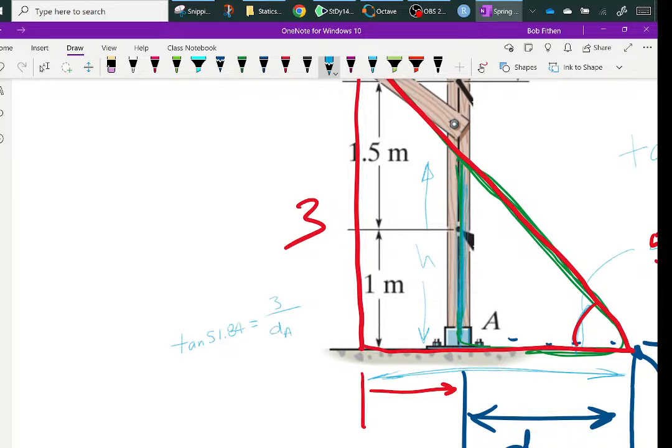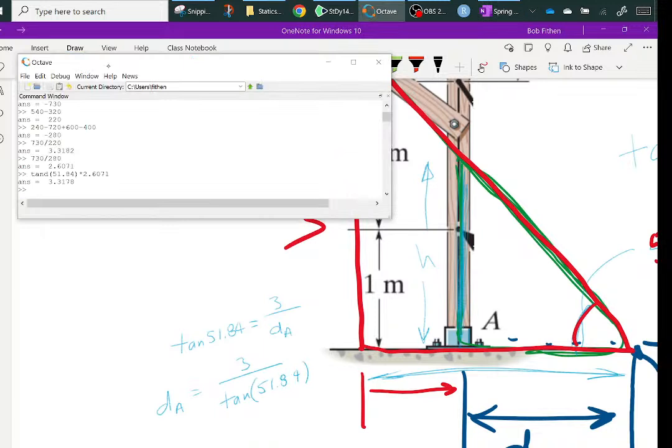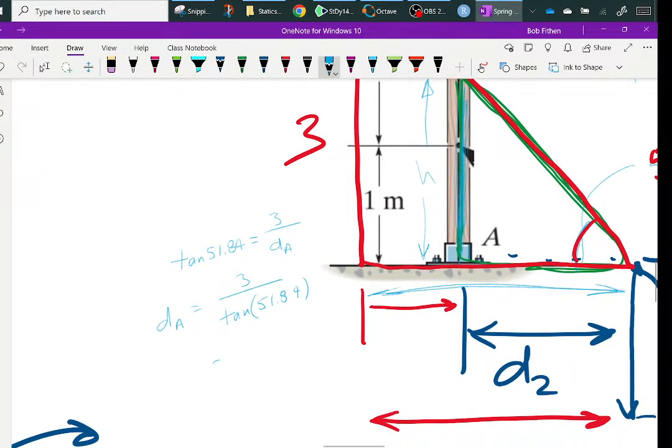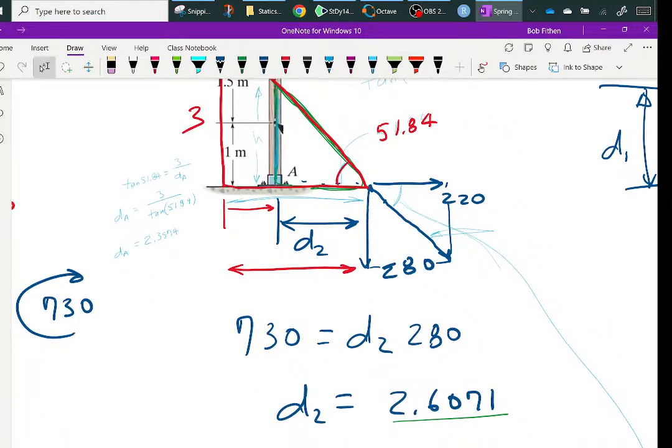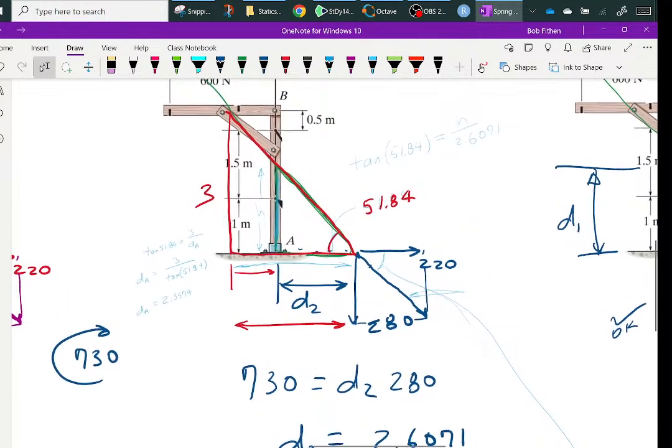dA, I don't know what to call it. So dA is equal to 3 over tangent of 51.84. I'll just use MATLAB to do that because I've already got the tangent in there. 3 divided by that gives me 2.3574. dA, that has to be, ooh, that's not right. There's something wrong there. What did I do wrong?